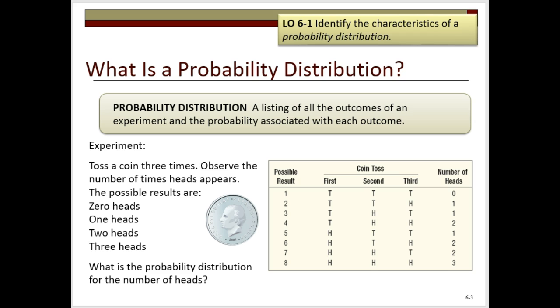A probability distribution is a listing of all the outcomes of an experiment and the probability associated with each outcome. Probability distributions are characterized by the following. The probability of a particular outcome, usually denoted by P of x, is between 0 and 1 inclusive. That means it needs to be between 0 and 1. The outcomes denoted by x are mutually exclusive, and the list is exhaustive so that the sum of the probabilities of the various outcomes is equal to 1.